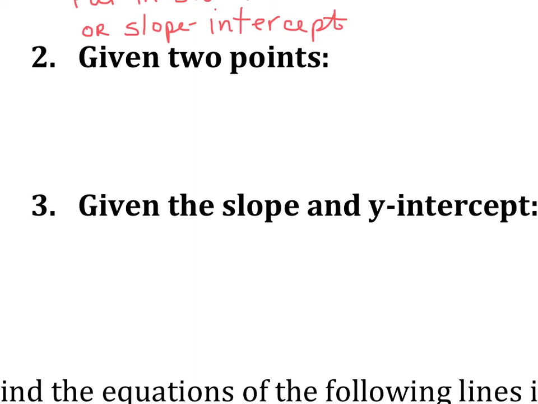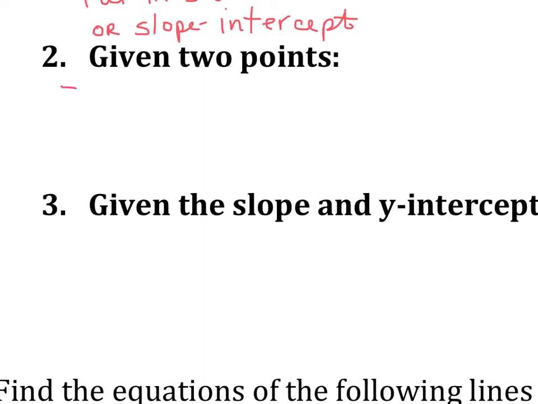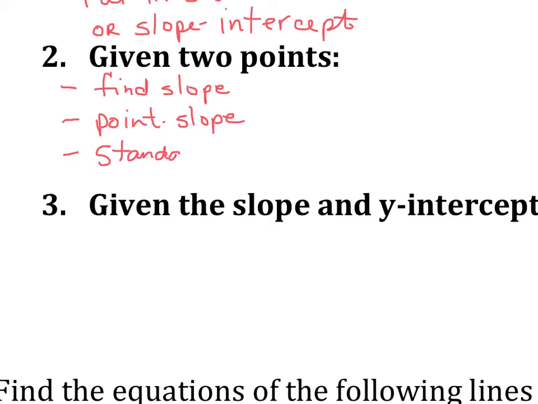Now, if you're given 2 points, what's missing is the slope. You're going to have to find the slope. Then, with 2 points, you are able to pick either point to plug into point slope. It doesn't matter which one you plug in, you will get the correct equation of the line, and we're going to demonstrate that in a second. And then you're going to go to standard form or slope intercept, depending on what your problem is asking for.